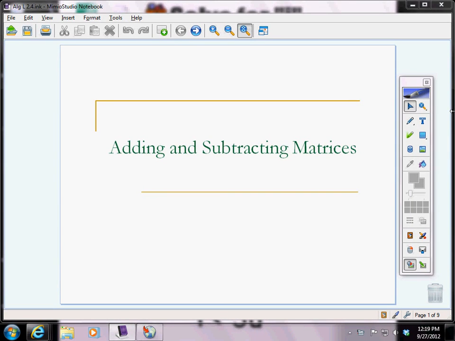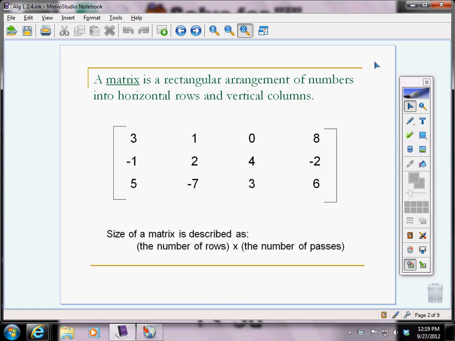Before we can talk about adding and subtracting matrices, we have to understand what a matrix is. It says here a matrix is a rectangular arrangement of numbers into horizontal rows and vertical columns. So basically we're going to take information and put it into a rectangle. So if you look at this example here, this is a matrix.